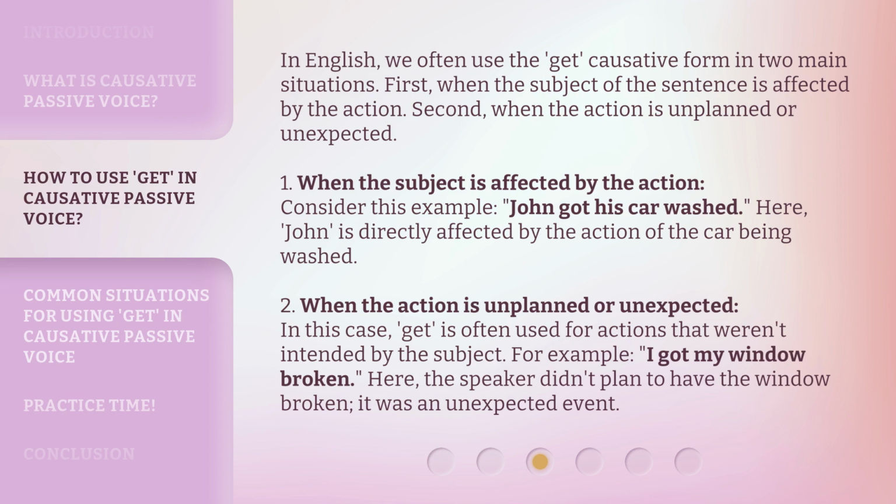2. When the action is unplanned or unexpected. In this case, get is often used for actions that weren't intended by the subject. For example, I got my window broken. Here, the speaker didn't plan to have the window broken. It was an unexpected event.